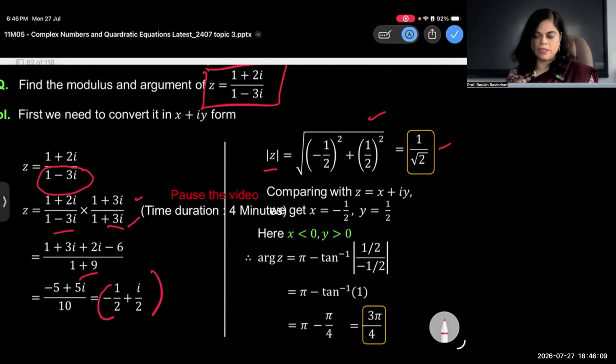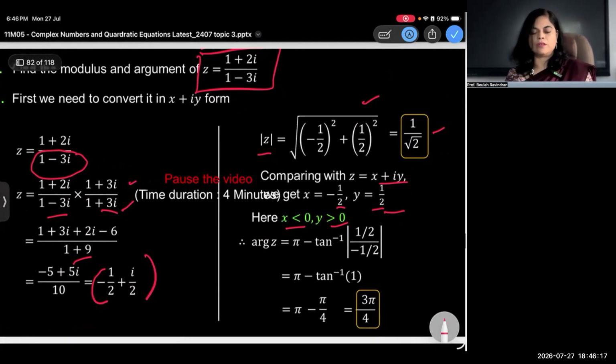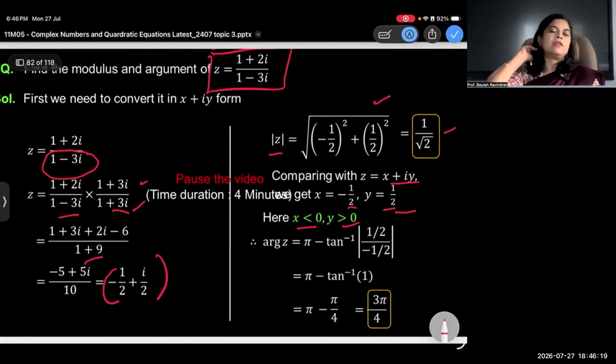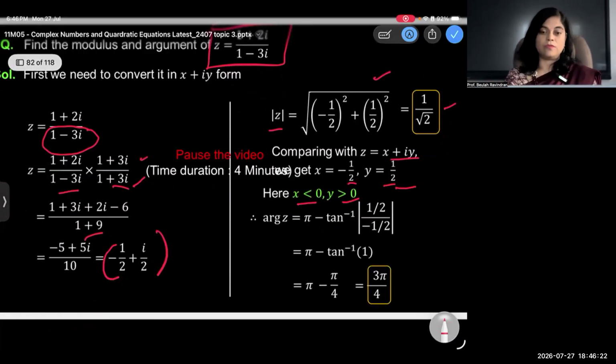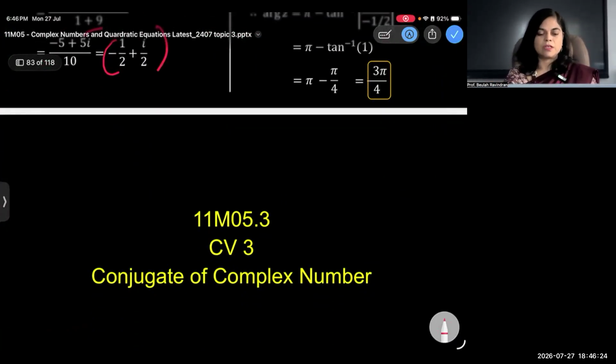Comparing with z equals x plus iy, x is less than 0 and y is greater than 0. Then from this, the argument also you can do. The argument I'll teach you later. So for JEE Mains, focus.